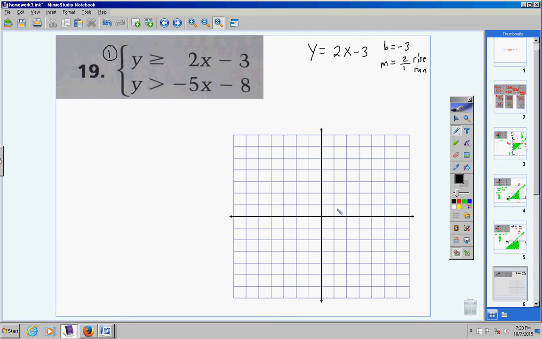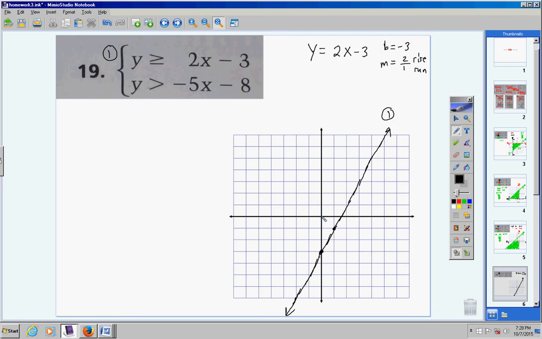Alright, so -3 is my y-intercept, so we'll put a point here. And we're going to rise 2 and run 1. So rise 2, run 1. Now it's going to be a solid line. Okay, so we'll continue this. There we go. Now that's line number 1.